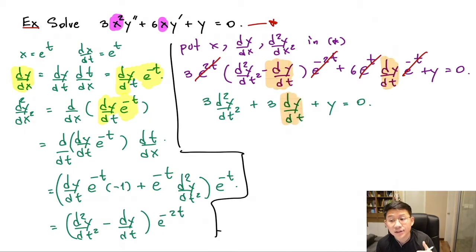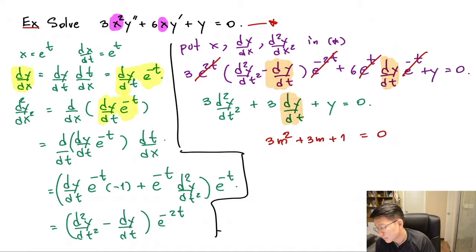And this equation can be solved by 3.1, right? Which is to have 3m squared plus 3m plus 1 equals 0. Makes sense?